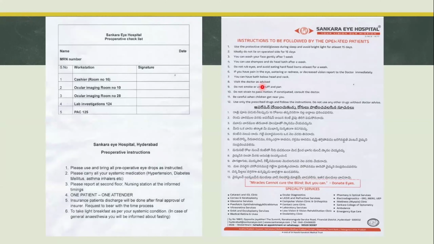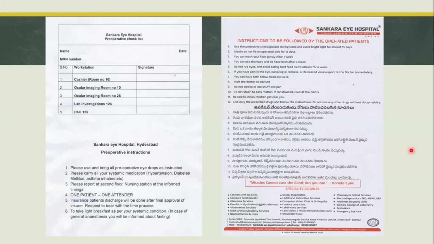The second sheet is about the instructions to be followed by the operated patients, like how and when to do face wash, avoiding bright light, not sleeping towards the operated eye for 15 days, and no shampoo wash. It's a clear indication, and it's better to give it in the local language which the patient can understand. It helps with proper management and post-operative instructions.